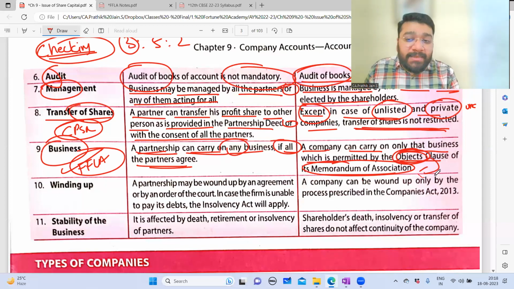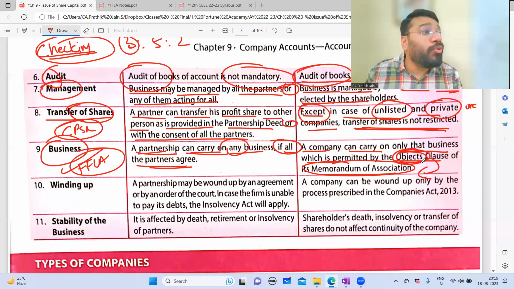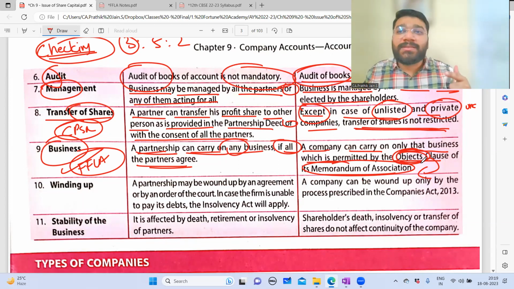So the object clause is basically one of the clauses of the MOA. MOA is a document that you have to submit to the ROC, that is the government, while you register a company. So you said that initially you want to start a coaching business and you submitted a MOA. Now later, after 1 year, if you also want to start a snack business, you have to resubmit the MOA telling them, sir, along with the coaching business, now I intend to do the snack business. So kindly allow. Like that, you have to update the object clause of the MOA and resubmit the document to the ROC. Once the ROC approves, then you can start the snack business.